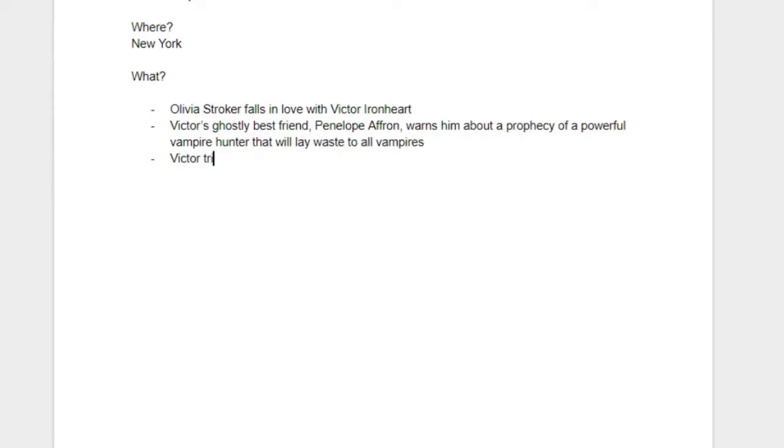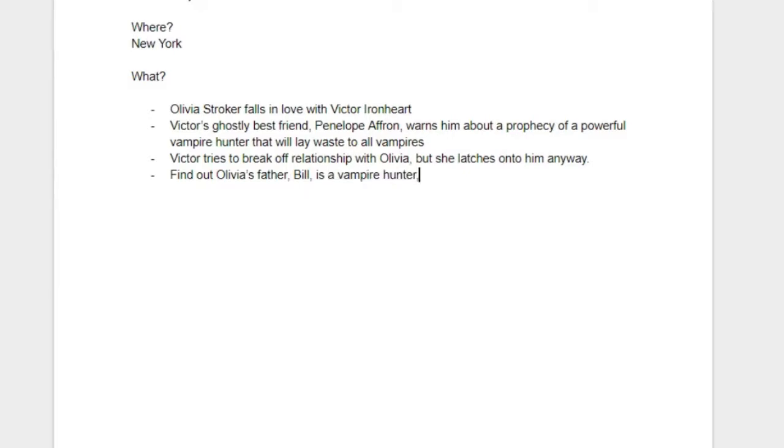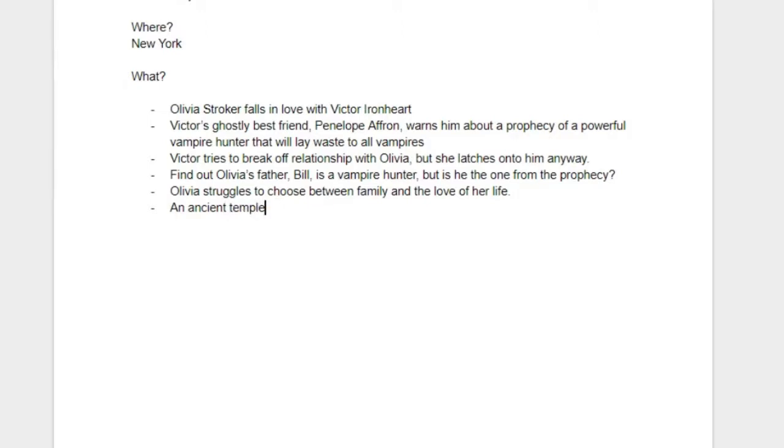After the news, Victor tries to break off the relationship with Olivia, but she leads on to him anyway. After this, we find out that Olivia's father, Bill, is a vampire hunter. But is he the one from the prophecy? Next, Olivia struggles to choose between family and the love of her life. And suddenly, an ancient tent in the subways of the city reveals itself to Olivia. And we come to find out that she is the powerful vampire from the prophecy.